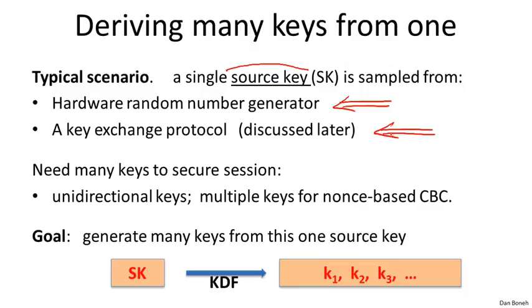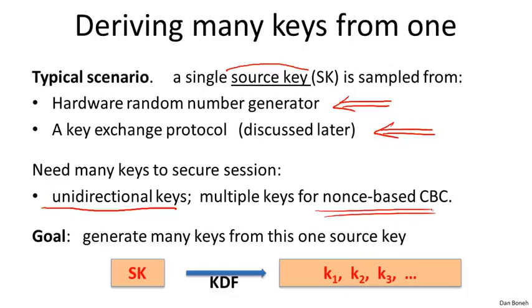But now, as we said, in many cases we actually need many keys to secure a session, not just one single source key. For example, if you remember in TLS, there were unidirectional keys. We needed keys in each direction, and in fact, in each direction, we needed multiple keys. We needed a MAC key, we needed an encryption key, we needed an IV, and so on. Similarly, in nonce-based encryption, you remember there were multiple keys being used.